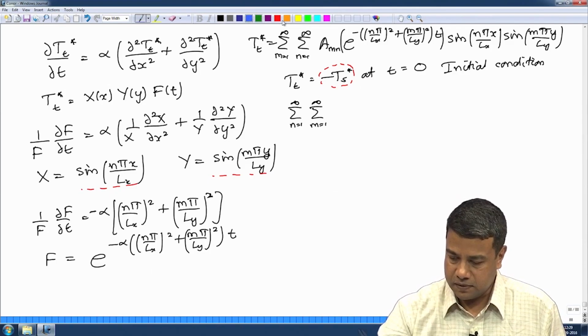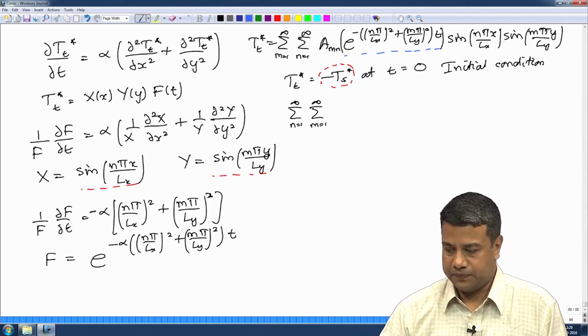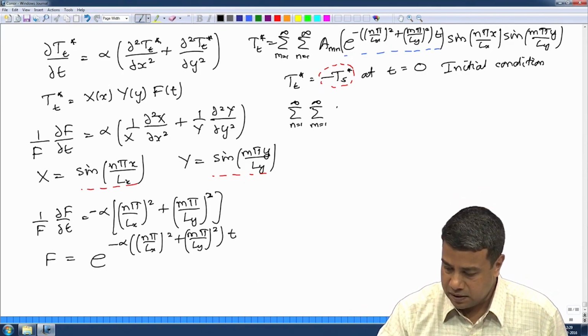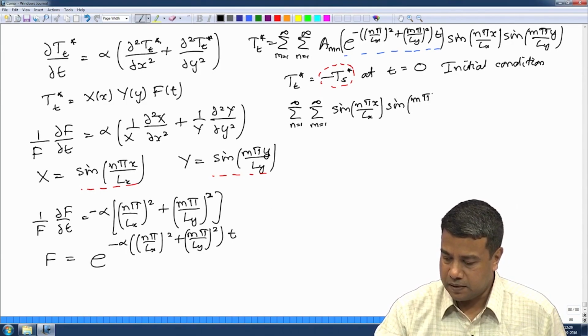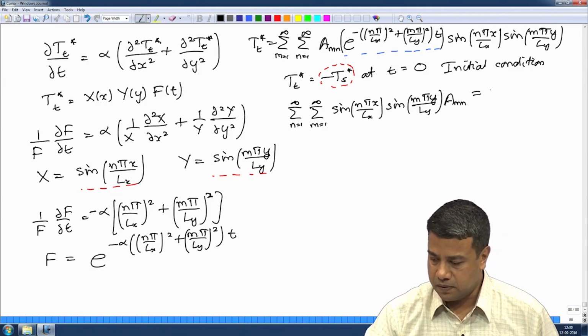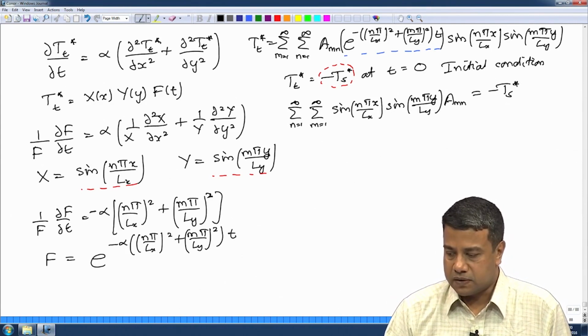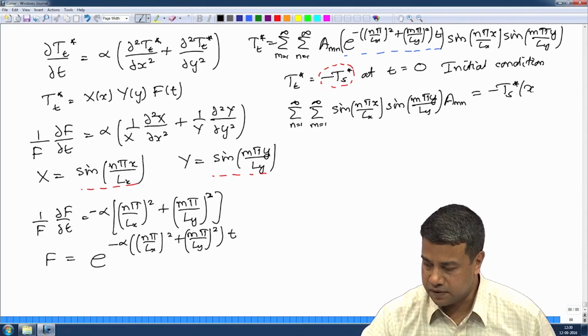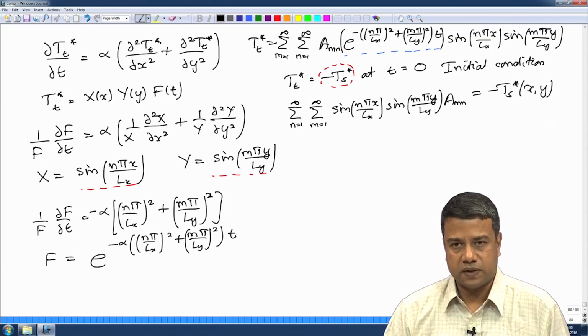At time t is equal to 0, this entire exponential is just equal to 1, because e power 0 is 1. So, I will just get sin n pi x by Lx sin m pi y by Ly into a m n is equal to minus the steady solution. And I have to use orthogonality relations. I know the steady solution is a function of x and y. I have to use the orthogonality relations in order to determine the coefficients a m n. How do I do that?